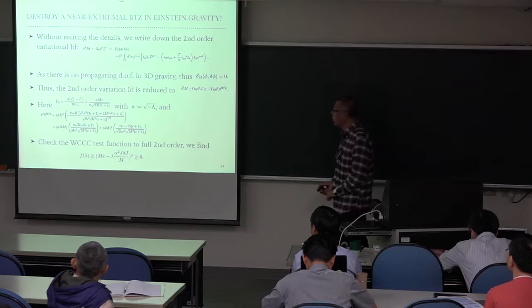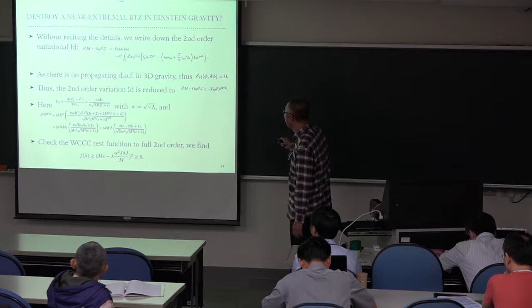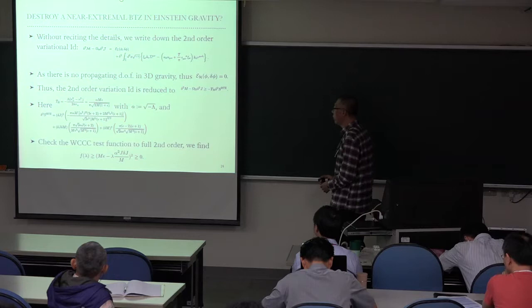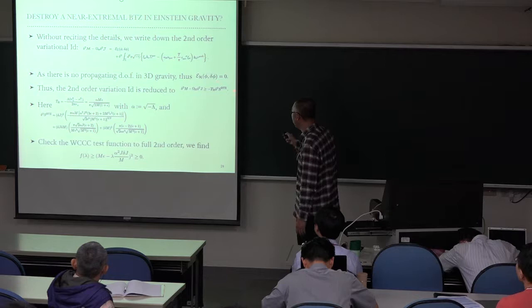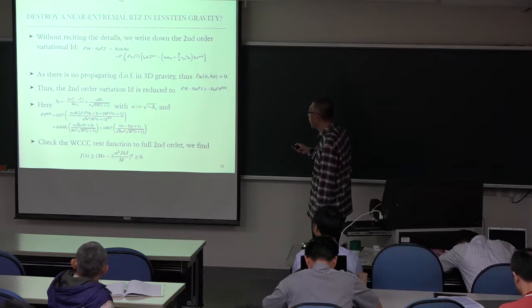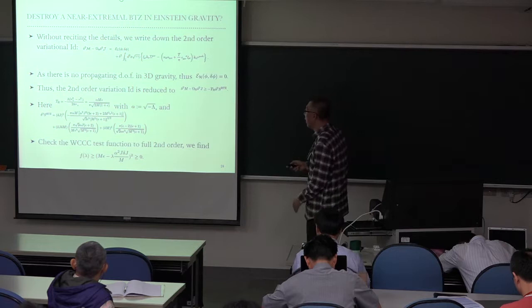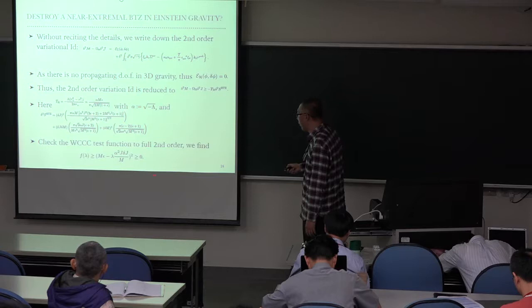If we go to the second order, we find that in this case there is no flux, because there is no propagating degree of freedom in three-dimensional gravity. So we don't need to worry about this. We simply take the canonical energy around the horizon, which is just equal to the second variation of the entropy term. It is so complicated, but after using the optimal first order variation identity, we find that we can just complete the square of this cosmic censorship condition.